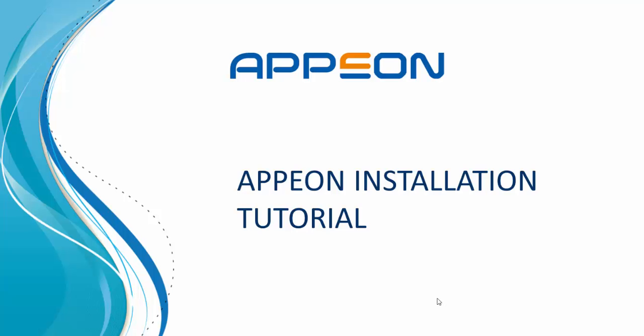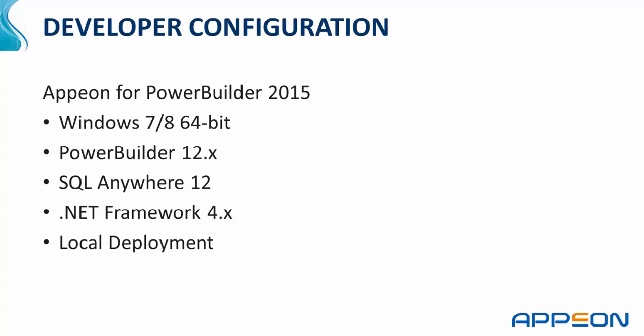In this tutorial, we will look at how to install Appeon properly in the most common configuration. This configuration consists of installing the Developer Edition of Appeon for PowerBuilder 2015 to a 64-bit Windows 7 or 8 machine. Please note that Windows XP is not supported for installing Appeon for PowerBuilder 2015.